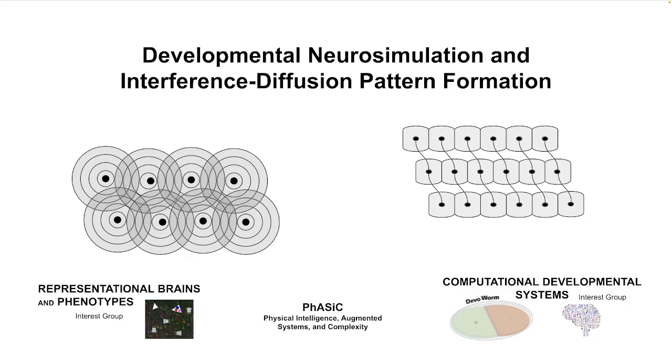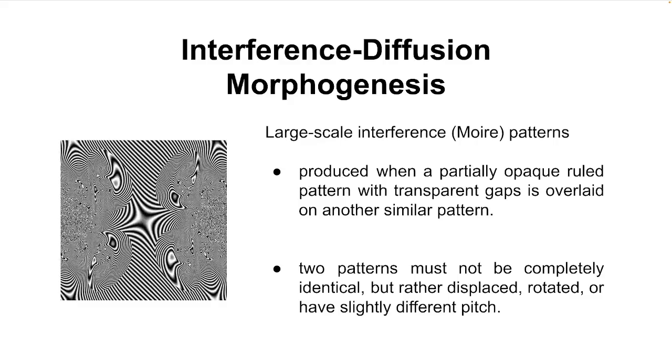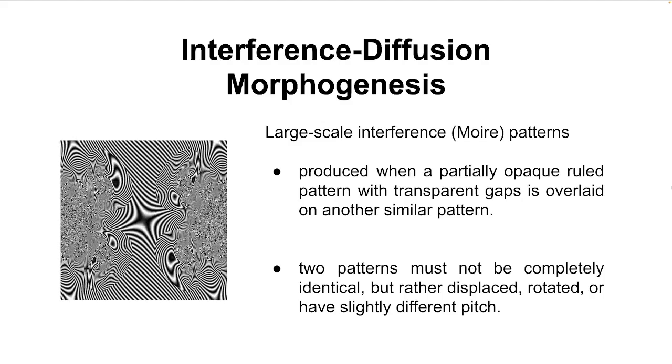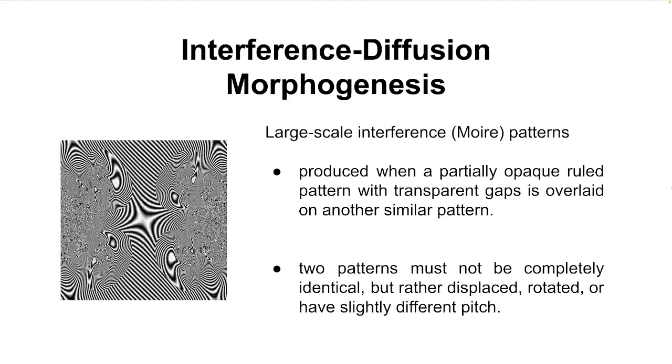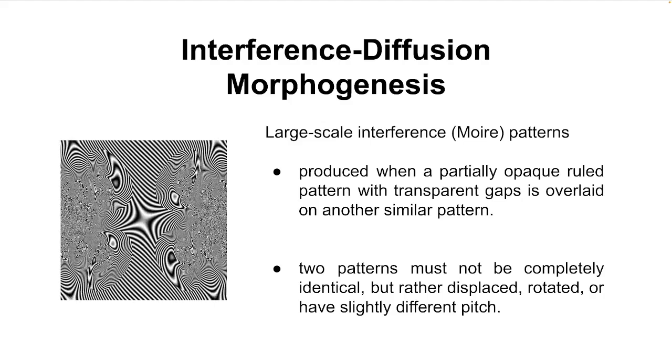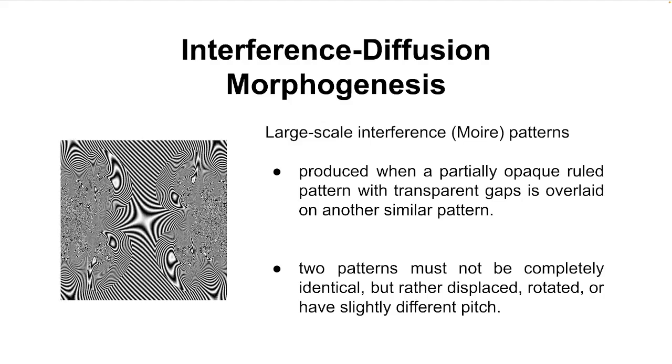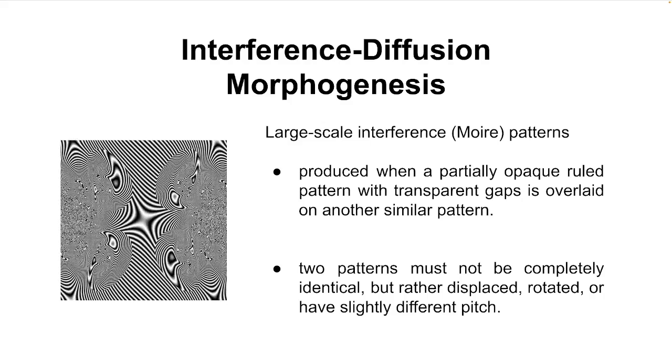And I have a video on interference-diffusion pattern formation on the DevoWorm YouTube channel, so you can check that out at your leisure. So we're talking about something called interference-diffusion morphogenesis. These are large-scale interference patterns that are sometimes also called Moire patterns. And you can see in the animated GIF on the left what those look like.